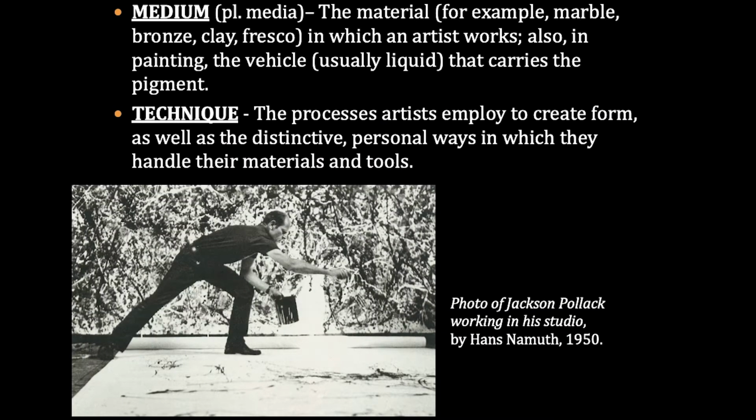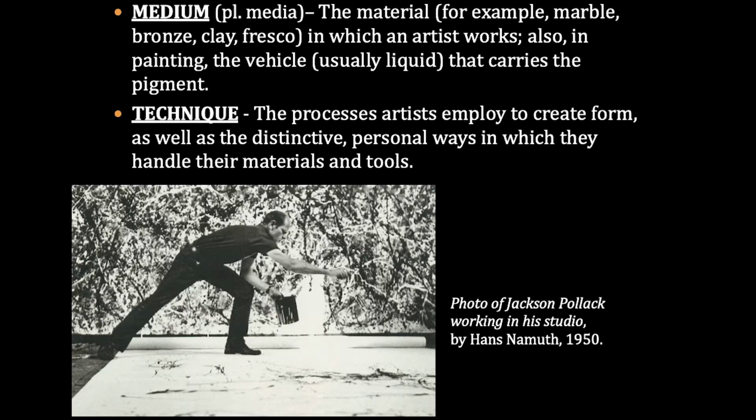Okay, so when we refer to medium, or sometimes we say media, this is just the material that the artist used to work, like their preferred medium. So this can be anything, literally basically anything at this point in history. And we have this nice photo of Jackson Pollock here working in his studio, and he worked in a very non-traditional way. Actually, he used non-traditional materials.